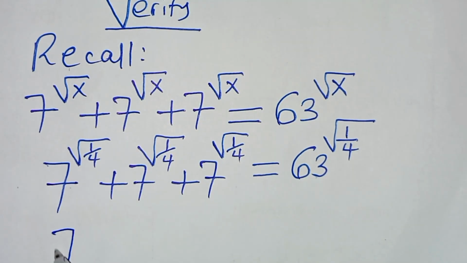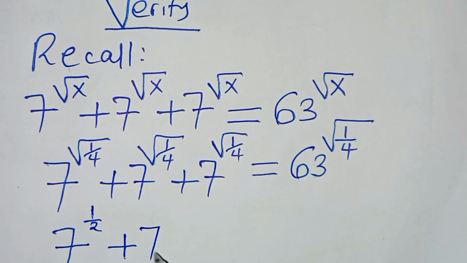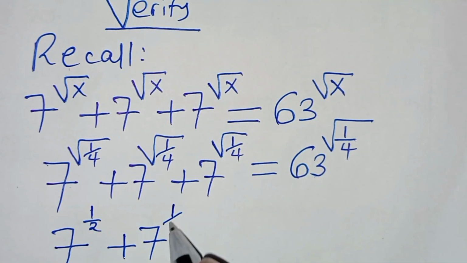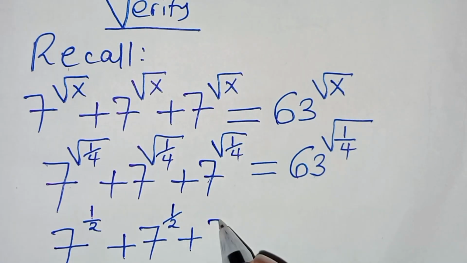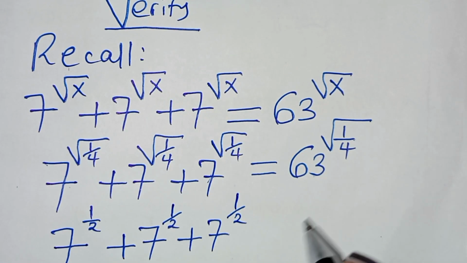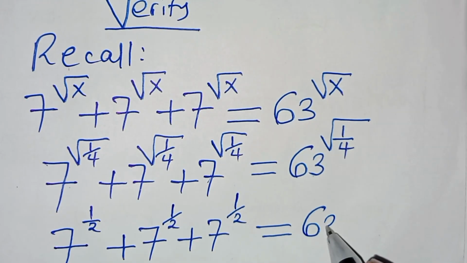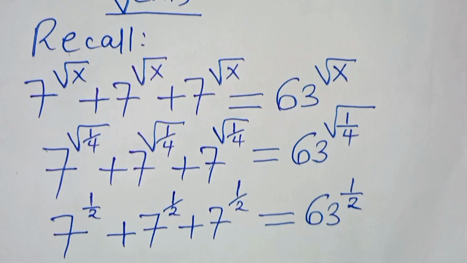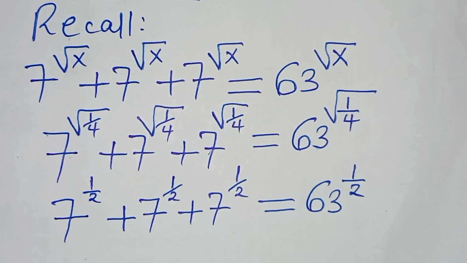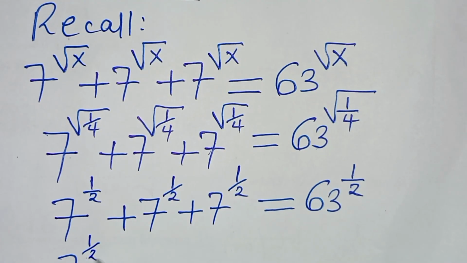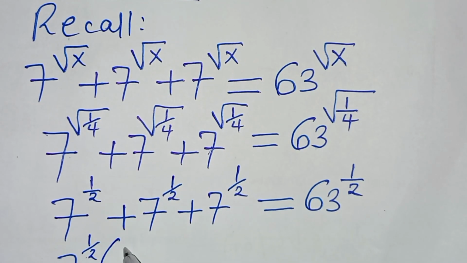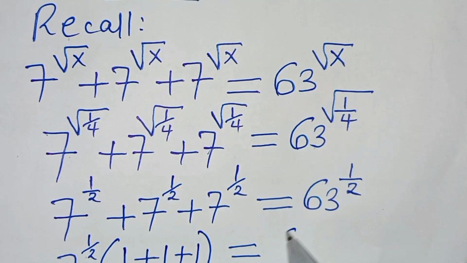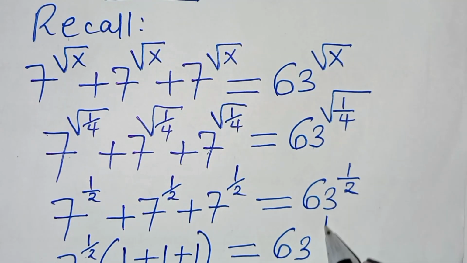Now, here we'll have 7 raised to the power square root of 1 over 4. This is half. Then plus 7 raised to the power square root of 1 over 4, which is again half. Then plus 7 raised to the power square root of 1 over 4, which is half. This is supposed to be equal to 63 raised to the power square root of 1 over 4. This is the same thing as half. Now, this implies that 7 to the power half here is common. We can factor out 7 to the power half. So that here, this is the same thing as 1 plus 1 plus 1. This is equal to 63 raised to the power 1 over 2.